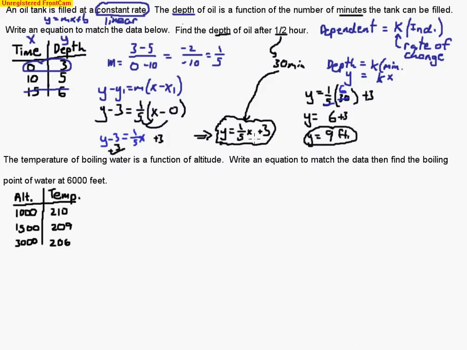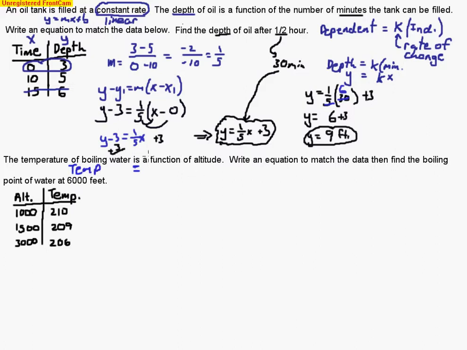Well, let's take a look at the next problem. We've got a similar type of problem, and notice the wording here. When we look at this, the temperature of boiling water is tells us something. Is means equals. Is a function of altitude. Okay, well, that tells us right now that temperature is our dependent event. So it's going to be temperature equals, and then we're going to is a function of altitude.